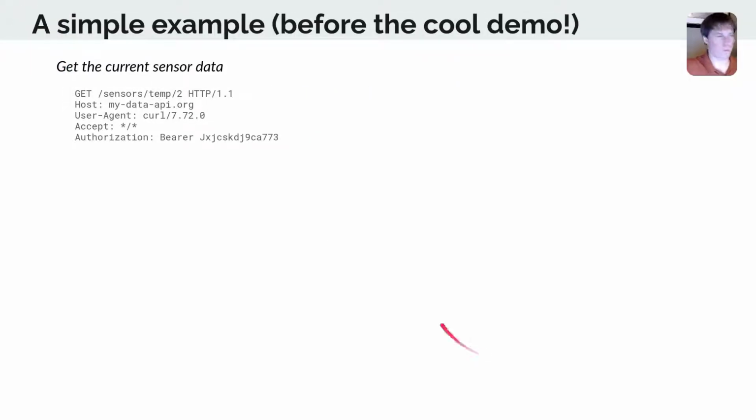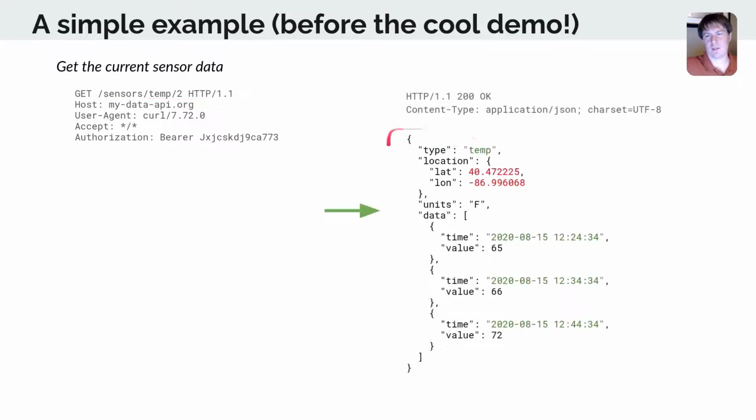So let's just give a real quick example. Say we wanted to get sensor data from a temperature sensor, and my data is hosted at mydataapi.org. And then there's a path /sensors, which contains all of the sensors resources, /temp, which contains all of the temperature sensor resources, and then /2, which is the number 2 sensor resource. So if I go ahead and GET that, then I'll come back with a JSON object that looks a lot like what we saw before. It's all the data about that sensor.